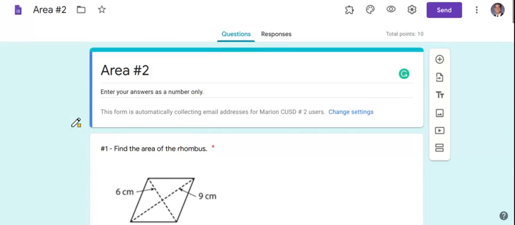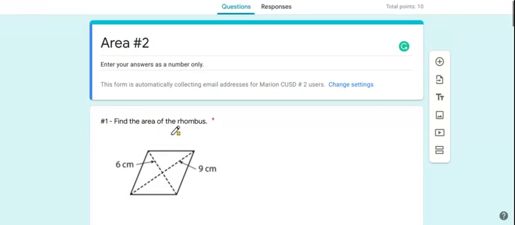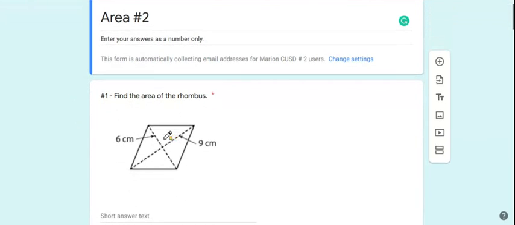Okay, here in area number 2, in number 1, I want to find the area of the rhombus. So this rhombus has 2 diagonals. From here to here is a diagonal, and that tells me it's 9 centimeters. So let me call this D sub 1, the first diagonal. And then from this corner to this corner, it tells me is 6 centimeters. So let me label that D sub 2, my second diagonal.